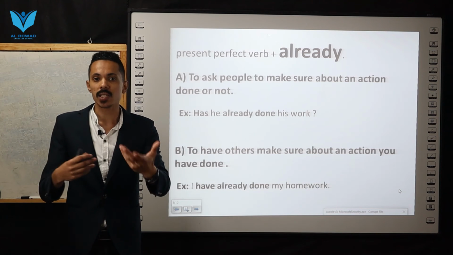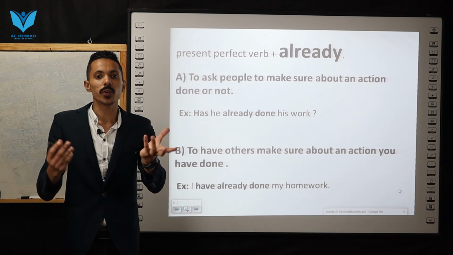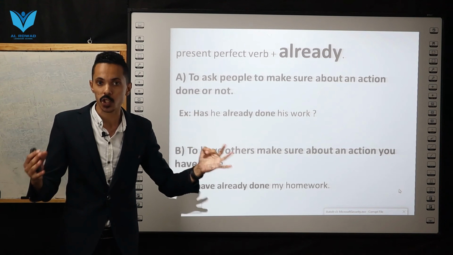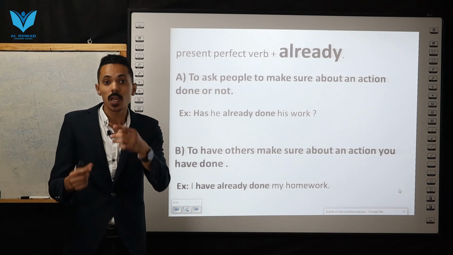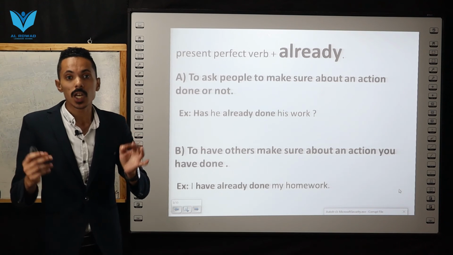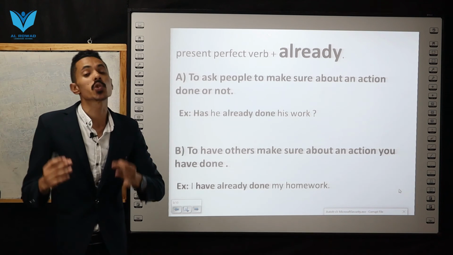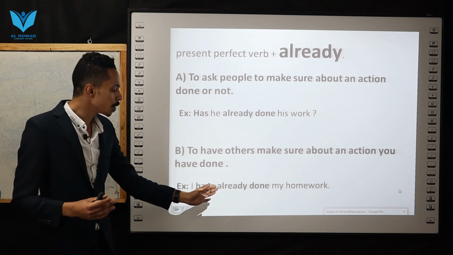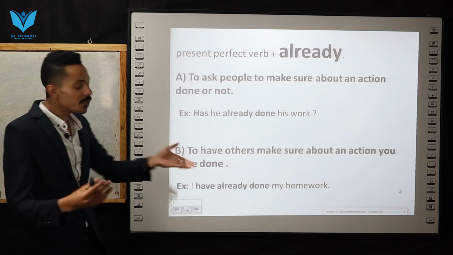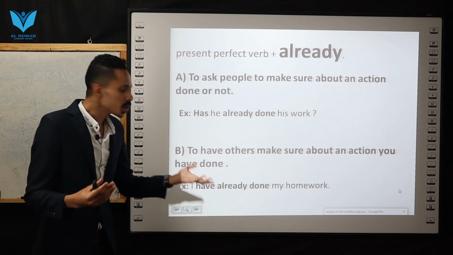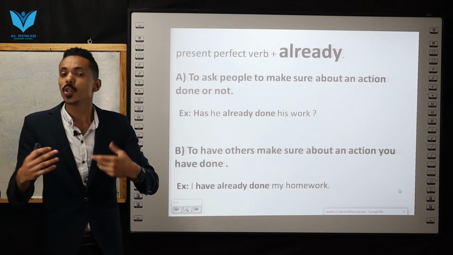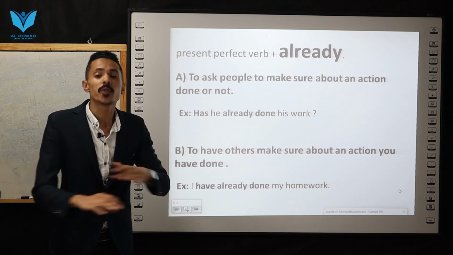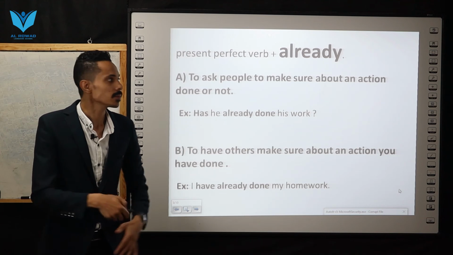This is for already, for making sure. If you want to ask to make sure, or if you want people to make sure that you really did the action, you will use present perfect verb and already. I have already done my homework. You say it because you want other people to make sure that you really finished the action.